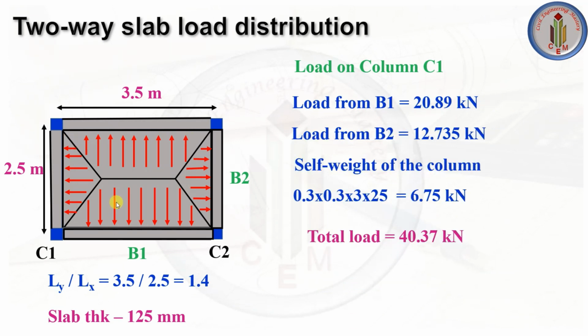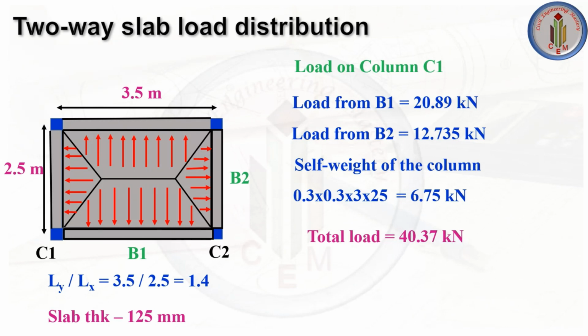Now let's calculate the total load. Load from B1 is 20.89, and load from B2 is 12.735 kilonewton, which is transferring to this column C1. In addition to this we need to find out the dead weight of the column, that is the self weight of the column. Column size is 300 by 300, so 0.3 multiplied by 0.3, and the height of the column, the floor height, we need to consider, that is 3 meter, multiplied by unit weight of RCC, so that comes around 6.75 kilonewton. If we add all these three loads, the total load coming on column C1 is 40.37 kilonewton. So this is as per the manual calculation.